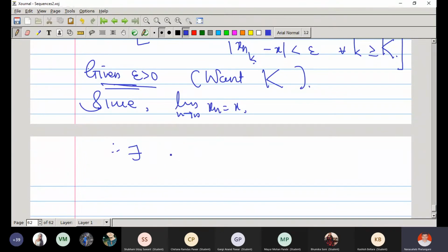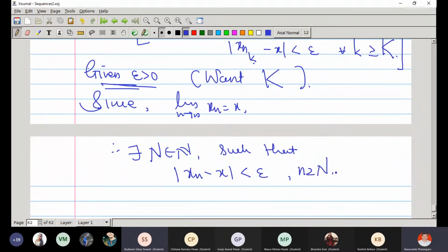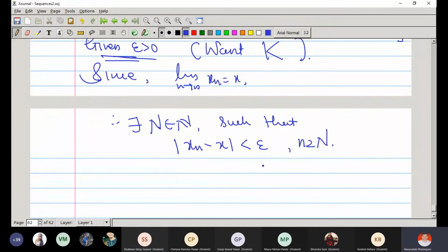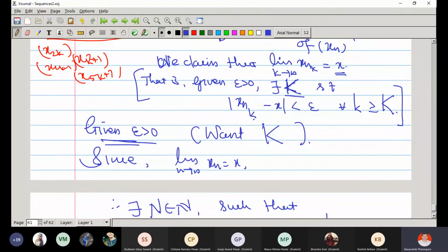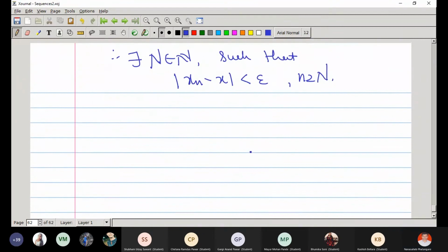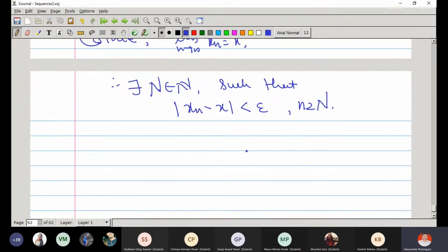There exists N belonging to the natural numbers such that the distance between x_n and x is less than epsilon for n greater than or equal to this N. This will happen because x_n converges to x. Fine. But what is our ultimate aim? Our ultimate aim is this. We want to find K such that this happens. Whatever I have written in brackets, that is our aim. I want K such that |x_{n_k} - x| is less than epsilon, right? So what?